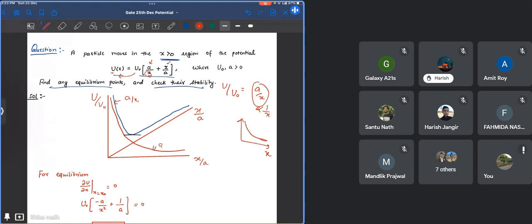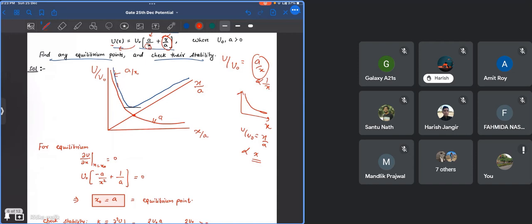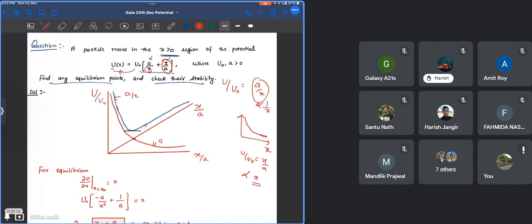And if you look at the second term, u naught by a times x, that means it is proportional to your x. So this is a y equals x kind of graph. And the point where they meet, it just changes its position. So this is your final graph for u versus x.